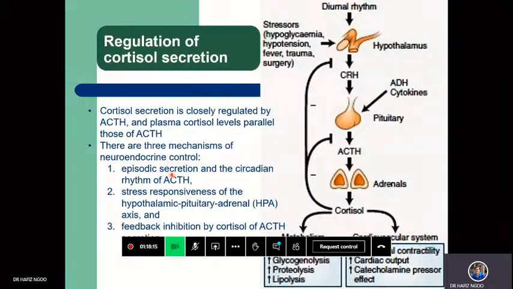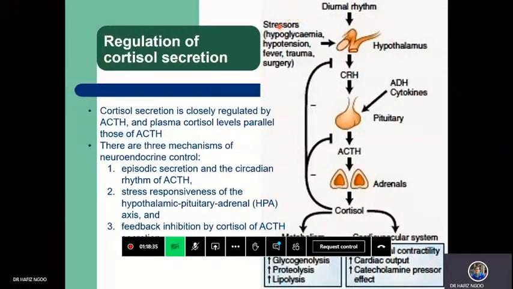The first one is episodic secretion and also circadian rhythm. And we know that circadian means diurnal. At night, when you sleep, towards the late part, that's where there's an increase. Then when you wake up, it reduces again, and then it starts to increase again. So there's a diurnal rhythm, based on the circadian rhythm of ACTH release.